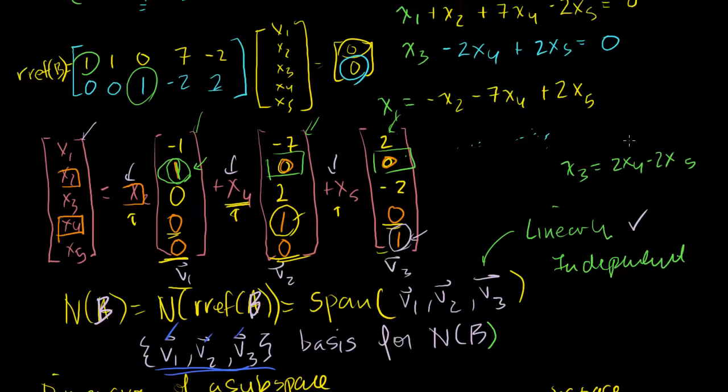And the number of free variables is essentially the number of non-pivot columns in your reduced row echelon form, right? This was a non-pivot column. That's a non-pivot column. That's a non-pivot column. And they're associated with the free variables x2, x4, and x5. So the nullity of a matrix is essentially the number of non-pivot columns in the reduced row echelon form of that matrix. Anyway, hopefully you found that vaguely useful.